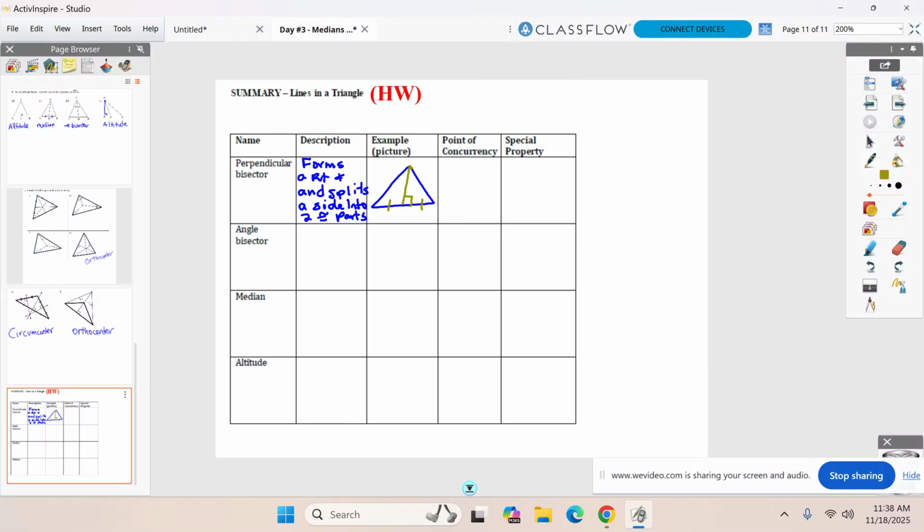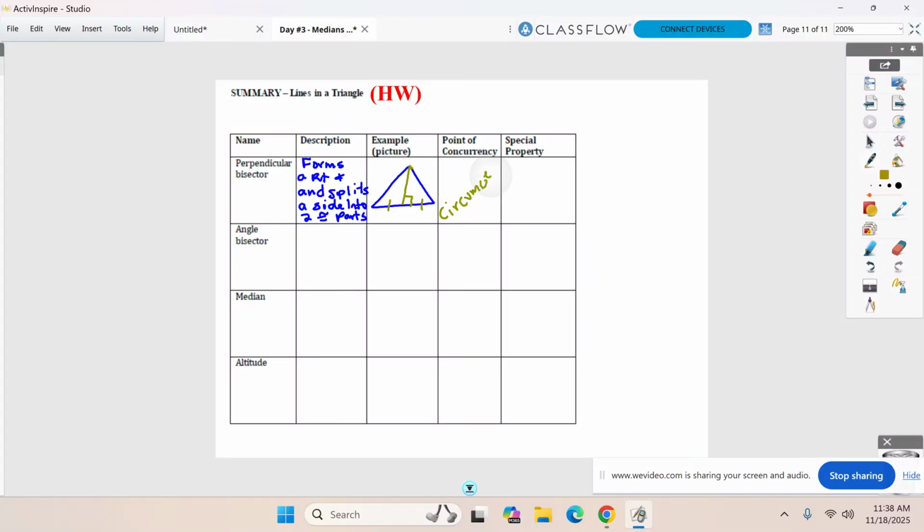If you drew all three in, what would the point of concurrency be called? Circumcenter. And what's the special property of a circumcenter? Equidistant from the vertices. There you go. And then you guys take the lead on the remaining three.